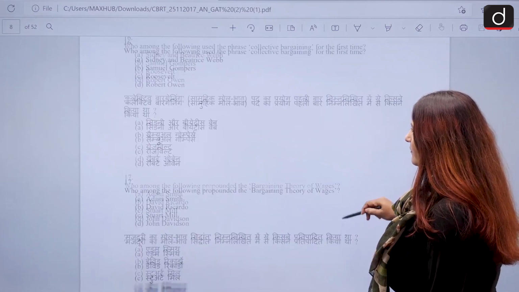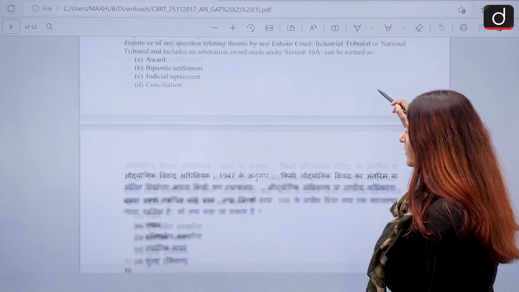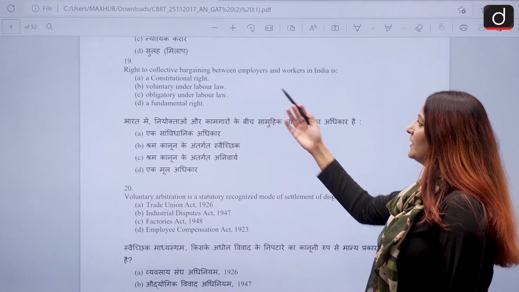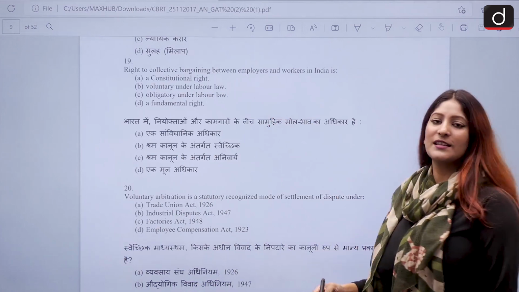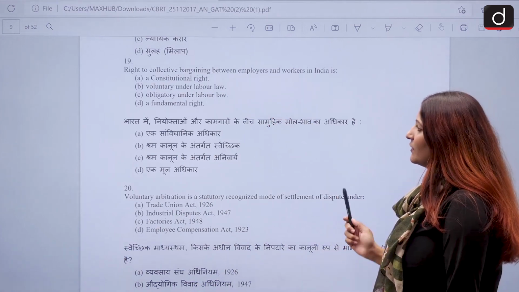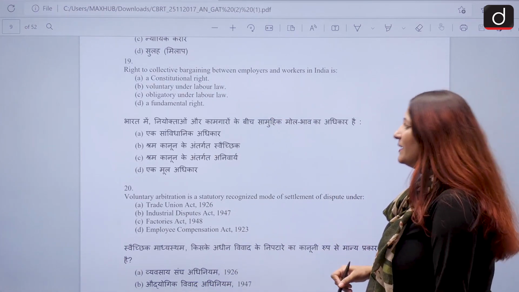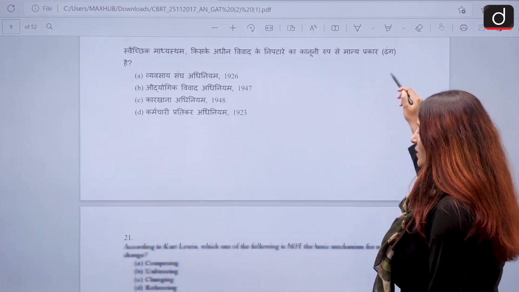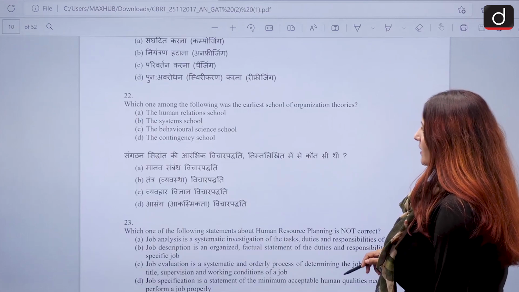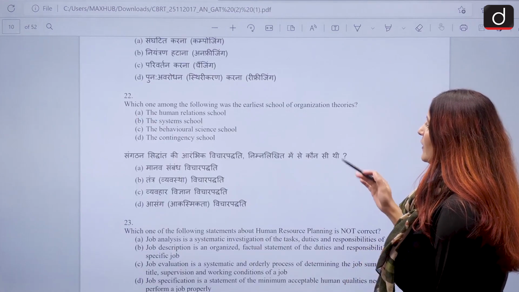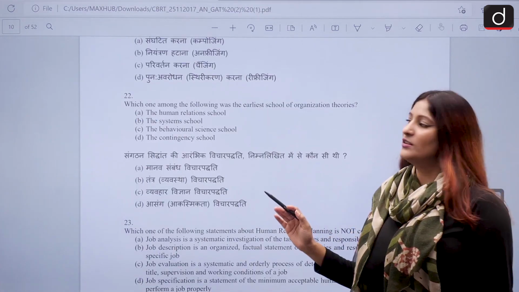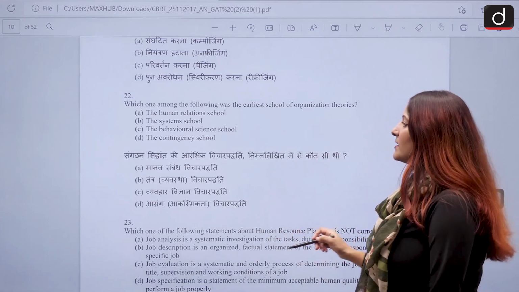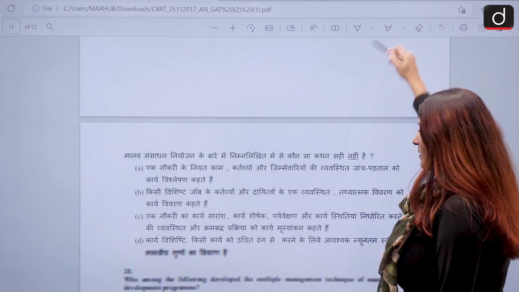Then more and more you see questions from the labor area only, of course, because this is Labour Enforcement Officer. Right to collective bargaining between employers and workers in India: constitutional right, voluntary under labor law, obligatory under labor law, fundamental right. So this is related to the Constitution as well. Then which among the following was the earliest school of organization theories? Human relations school, system school, behavioral science school, contingency school.